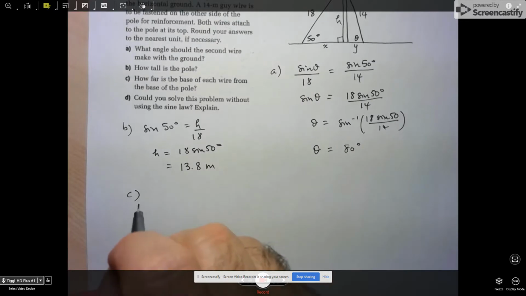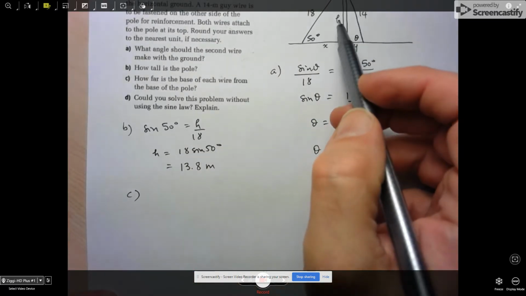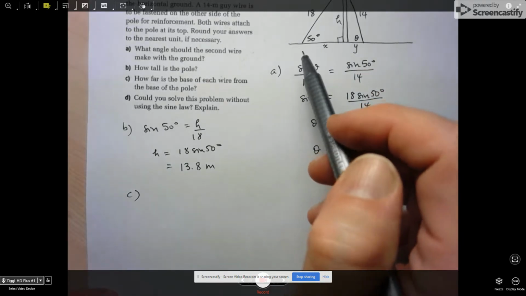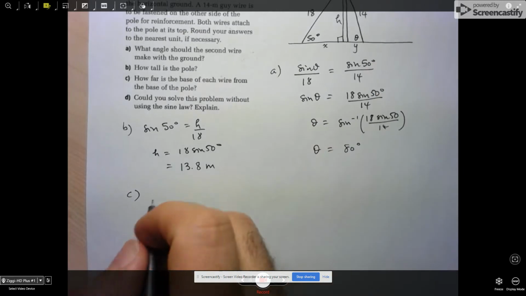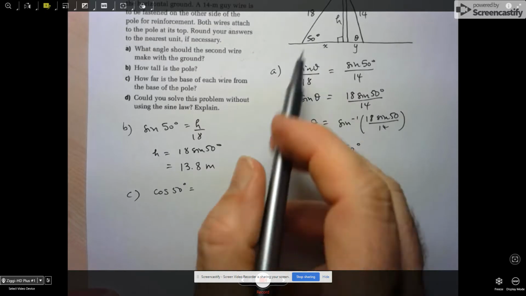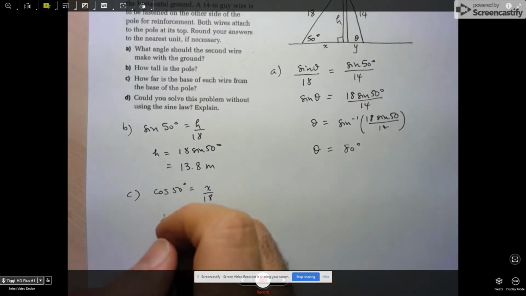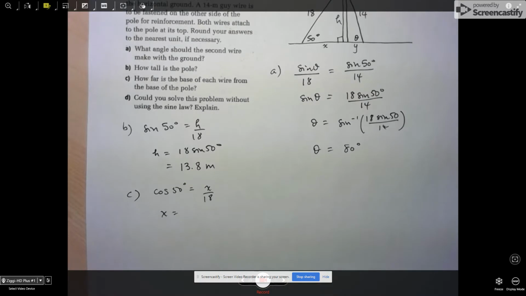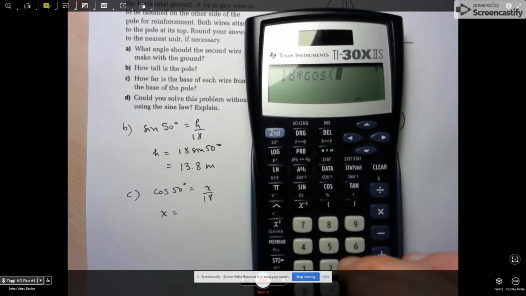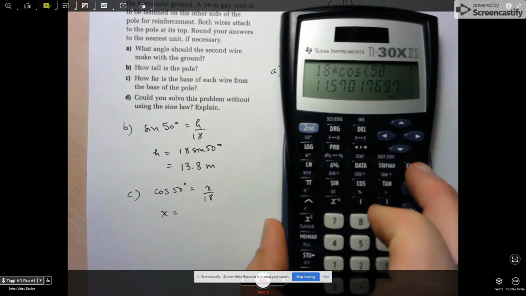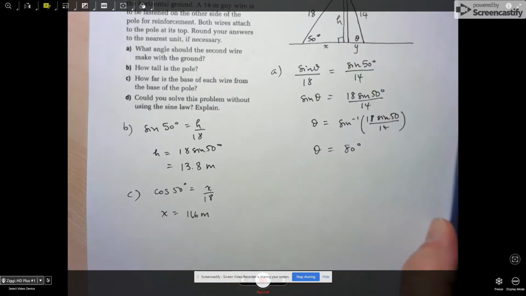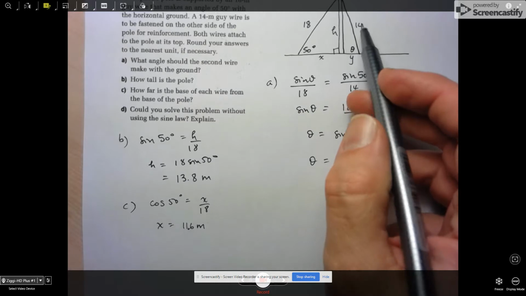So here we'll start with X. So here I know H. I just found it, but I'm going to work with the 18 again because it's an exact value. So here now I'm going to use cosine, okay, because we have that cosine of 50 is equal to the adjacent over hypotenuse, so X over 18. So here X is just equal to 18 times cos 50. Let's do that quickly here. 18 times cos 50. So we've got 11.6. Oops, 11.6 meters.